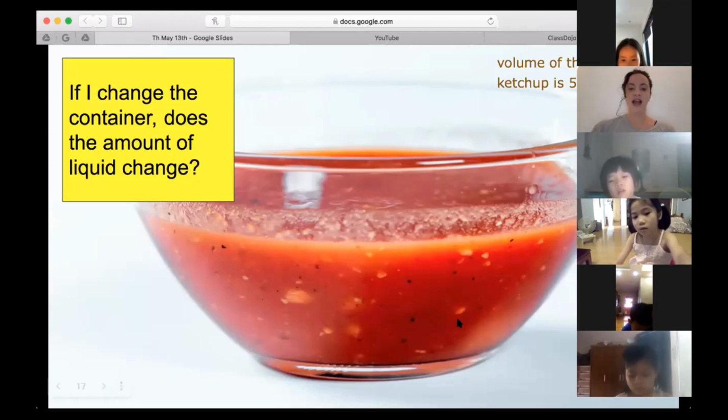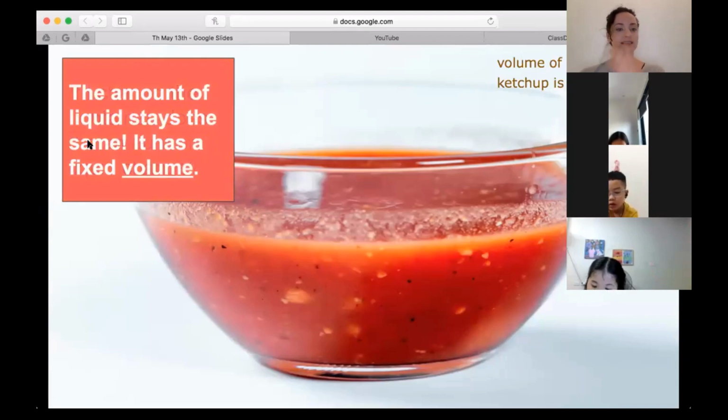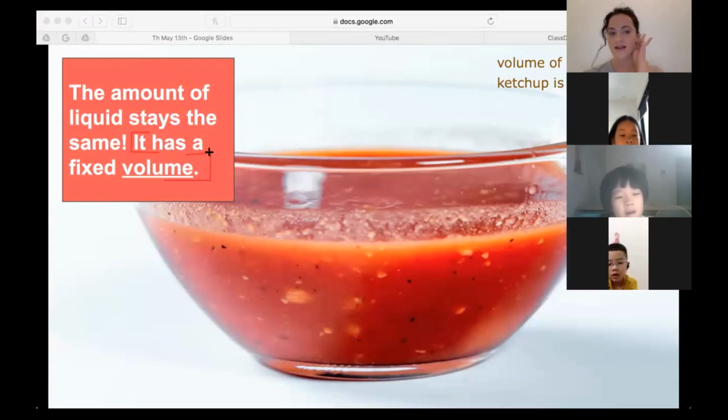Taylor, how much ketchup is in this container? 50 milliliters. Good. How much ketchup would be in the new container? Taylor, how much ketchup would be in the new container? It is also the same ketchup as the first bowl. Excellent. Very good, Taylor. The amount of liquid stays the same. It has a fixed volume. Everyone say that. It has a fixed volume.